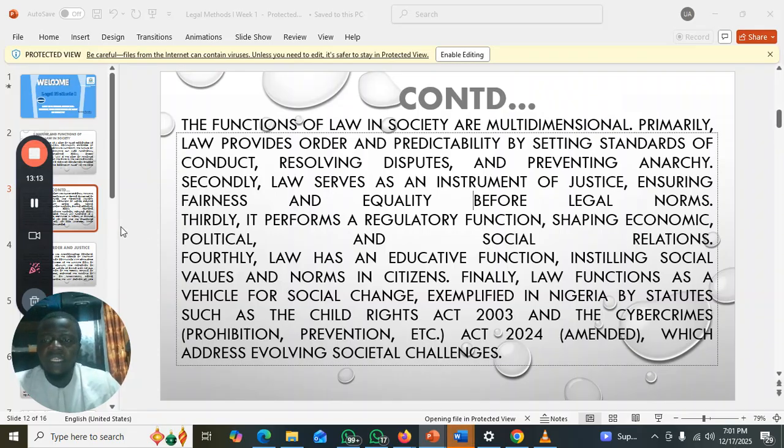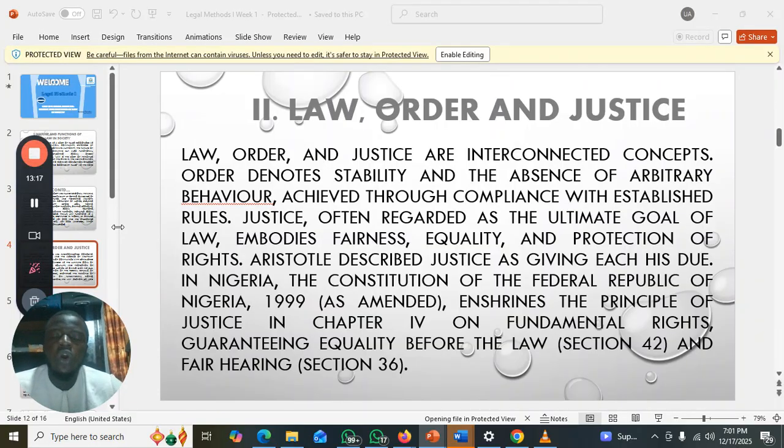So now let's look at the next thing in the notes, which is law, order, and justice. In this page, we are going to see what the connection is between law, order, and justice. Just like I told you, order means absence of fight, absence of chaos, absence of anarchy, a place where there is peace. In other words, order means peace. Do you understand? So what is the connection of law, peace, and justice? Order just means peace.